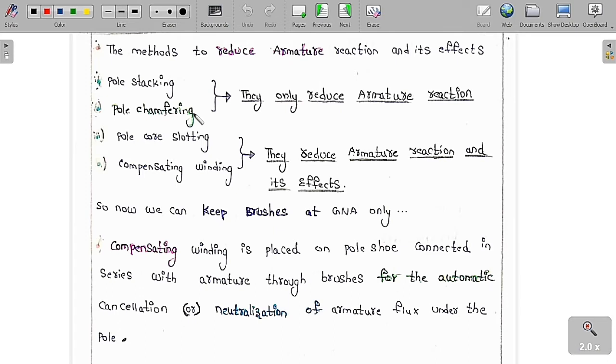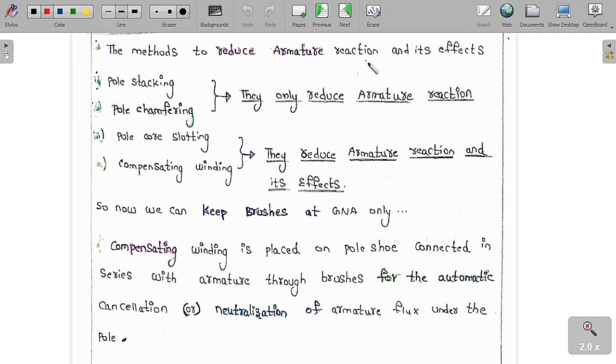The methods to reduce armature reaction and its effects are pole stacking, pole chamfering, pole slotting, and compensating winding. The first two methods can only reduce armature reaction, whereas the last two methods reduce armature reaction and its effects also. So now the MNA and GNA are always going to coincide, therefore you don't have to shift the brushes at any load condition. So this is the beauty of these methods.